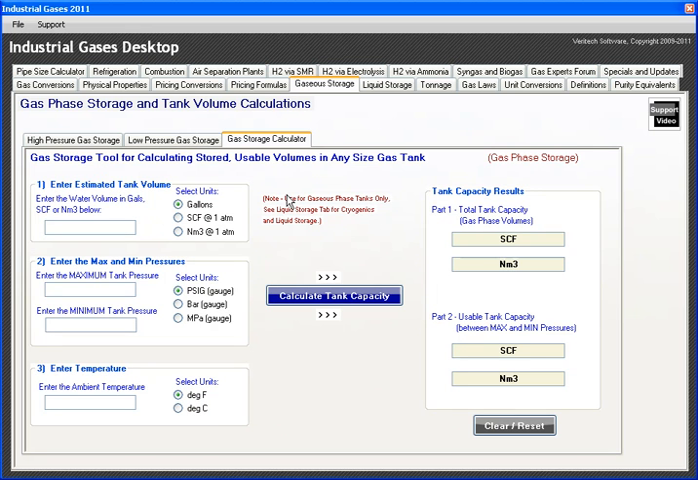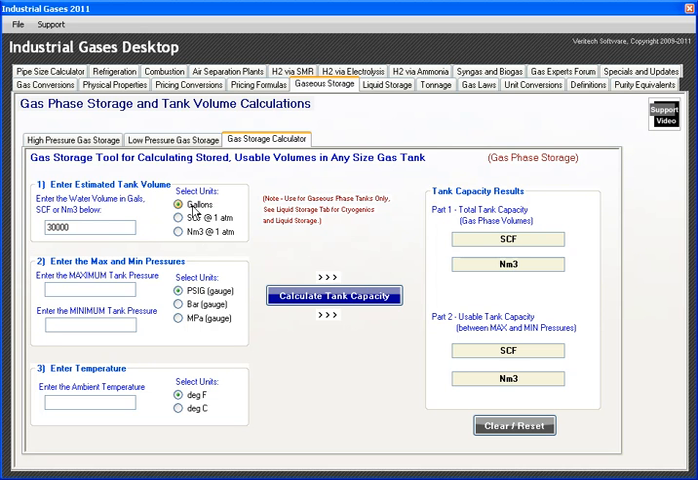Now the more useful tool here is the gas storage calculator, and I want to walk you through a couple of examples, because this is a really useful tool for estimating the volume of usable gas in any particular high pressure or low pressure tank. So the first thing we're going to do, we typically know the tank volume in gallons. So I'll go back to that 30,000 gallon propane tank. I'll type in 30,000 here.